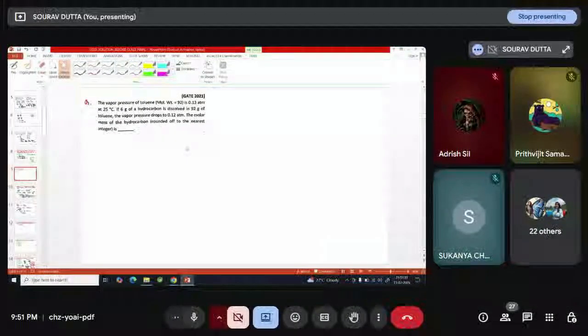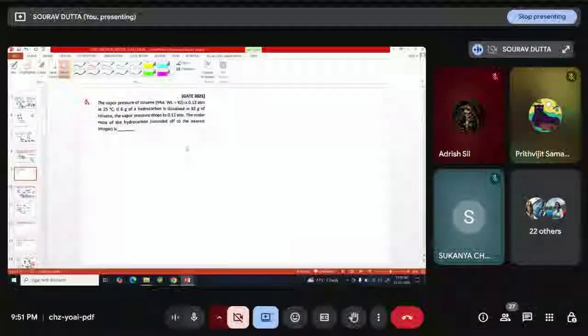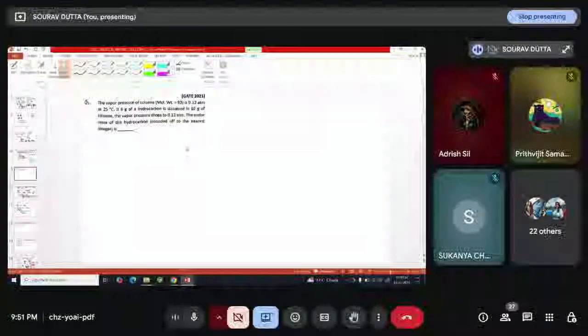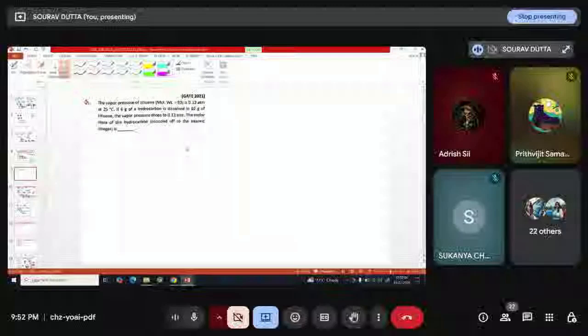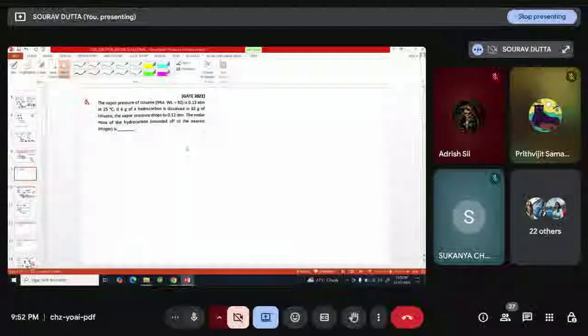GATE 2021. The vapor pressure of toluene is 0.13 atm at 25 degrees centigrade. If 6 gram of a hydrocarbon is dissolved in 92 gram of toluene, the vapor pressure drops to 0.12 atm. The molar mass of the hydrocarbon.